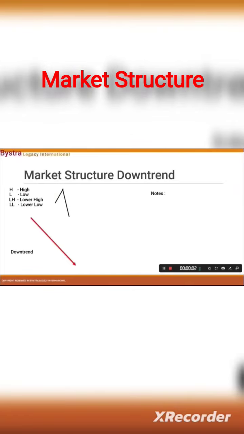Now let's look at the market structure for downtrend. Same as the uptrend, you need to identify and know the high, the lower high, and the lower low. For a downtrend, price will move in a downtrend motion, where price will create a high, a low, price pulls back, creates the lower high, and breaks the previous low. This will be marked as your new lower low.